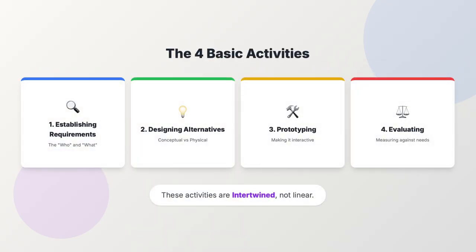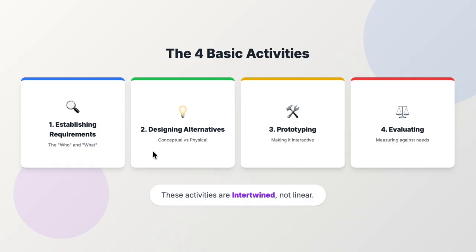The reading outlines four fundamental activities that form the heartbeat of this process. First, establishing requirements. This is the who and the what. Who are the stakeholders and what are they trying to achieve? Second, designing alternatives. This is the creative spark. We create conceptual models, how the system works and behaves, and physical models, how it looks. The key here is generating alternatives. Don't settle for the first idea.